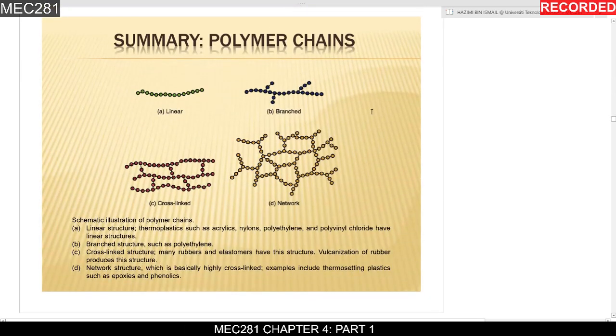Okay, so this is the summary of the polymer chain. We have 4 types of polymer chains: linear, branch, cross-link, and network. So linear is the weakest one and network is the strongest one. So thermoplastic can be found to have linear and branch, and the thermoset have the network. Okay, so the cross-link for the elastomers.